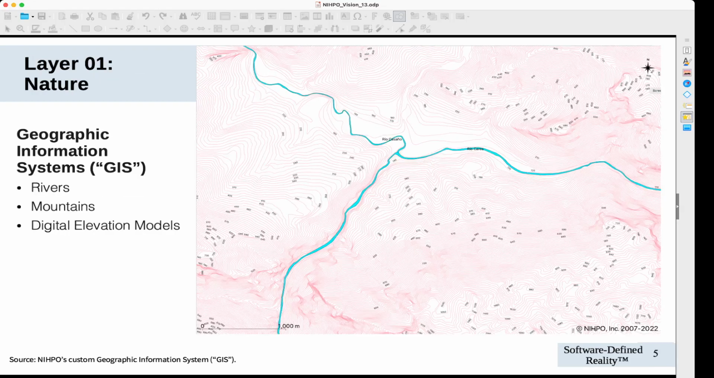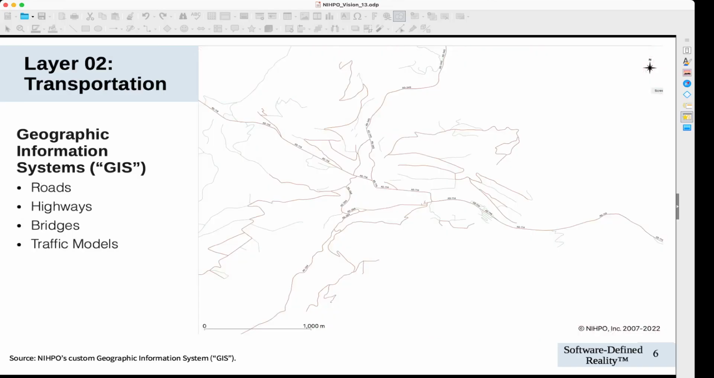So the first layer is looking at nature. What is out there that's not man-made? For this, we use our own geographic information system to identify rivers, mountains, digital elevation models, jungles, oceans. That's layer one. What's in nature?